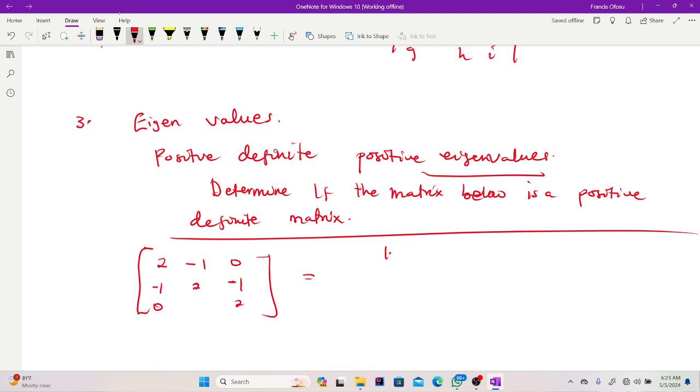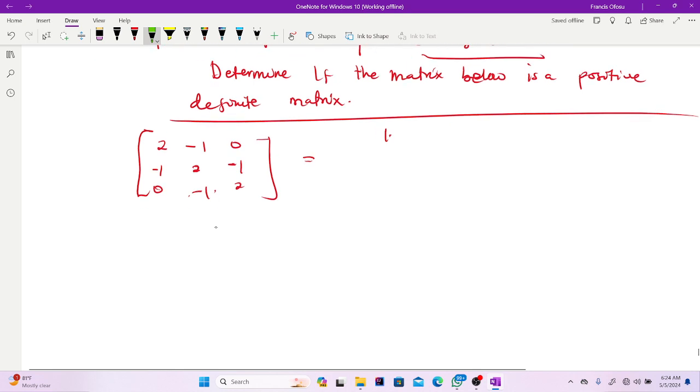So 1 2, then 0 negative 1. Since we don't want to use the pivot test, we can go through that approach too, but you just have to reduce this into an upper triangular matrix before you take the pivot. So now let's see the second approach using the determinants.